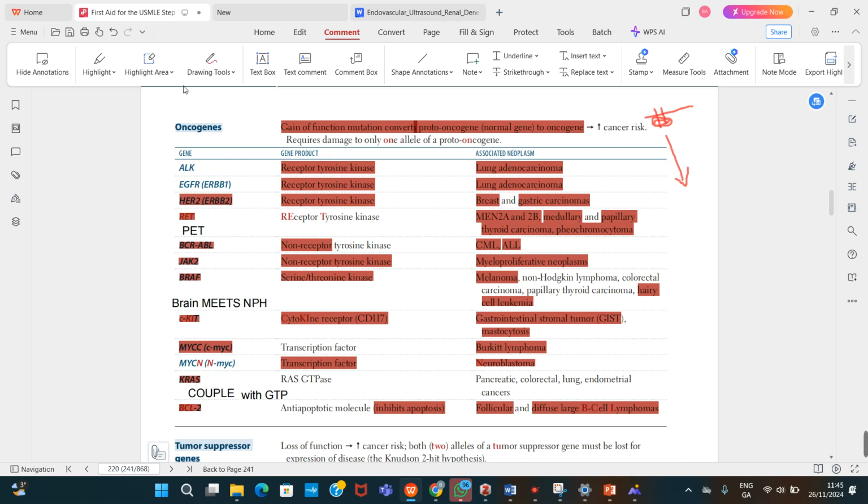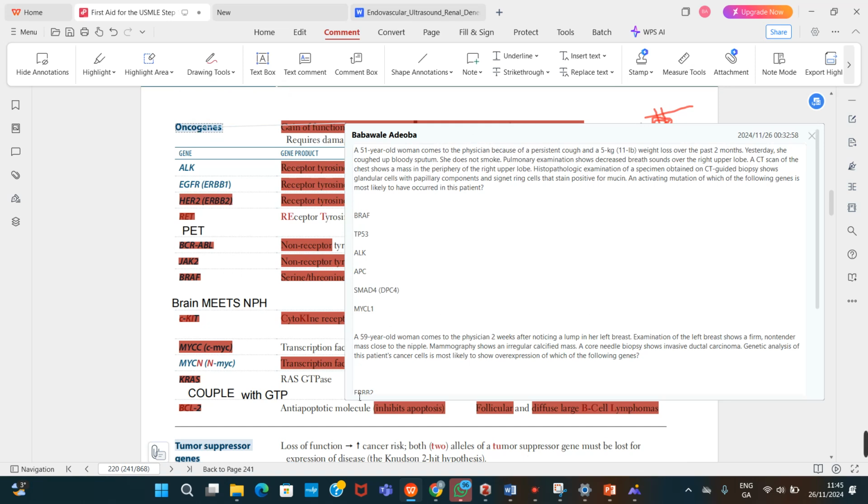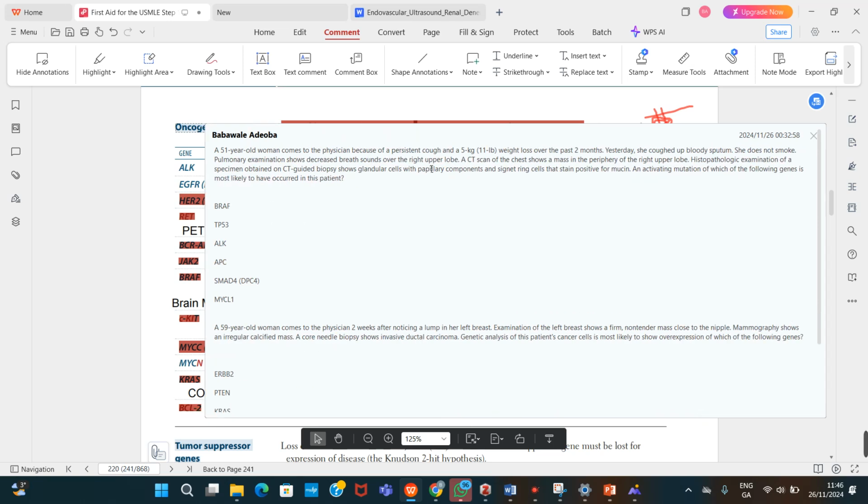Moving on, let me see if we can answer a question here. A 51-year-old woman comes to the physician because of persistent cough and weight loss over the past 2 months. Yesterday, she coughed up blood in sputum. She does not smoke. Pulmonary examination shows decreased breath sounds over the right upper lobe. The CT scan of the chest shows a mass in the periphery of the right upper lobe. CT-guided biopsy shows glandular cells with papillary components and signet ring cells that stain positive for mucin.